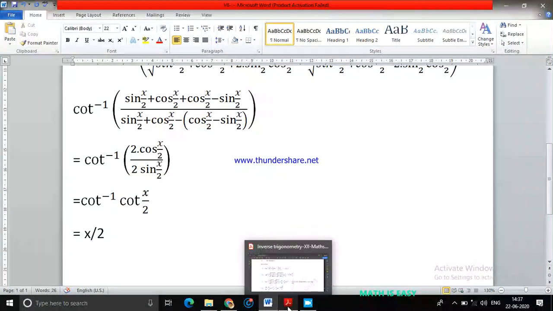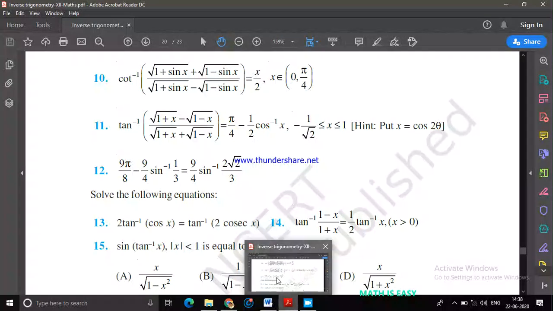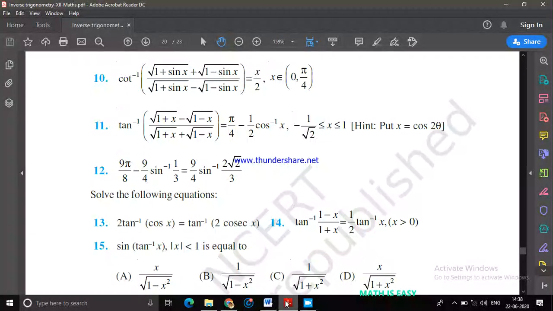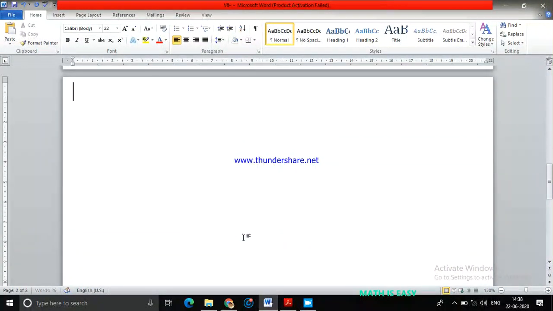Now you see question number 11. Here it is question number 11: tan inverse of under root 1 plus x minus under root 1 minus x upon under root 1 plus x plus under root 1 minus x equals pi by 4 minus half cos inverse x. Okay, so here the hint is also given, put x equals cos 2 theta. So let me take the screenshot of this one and we'll try to prove this one.